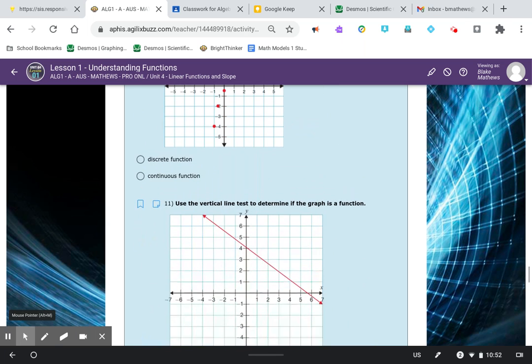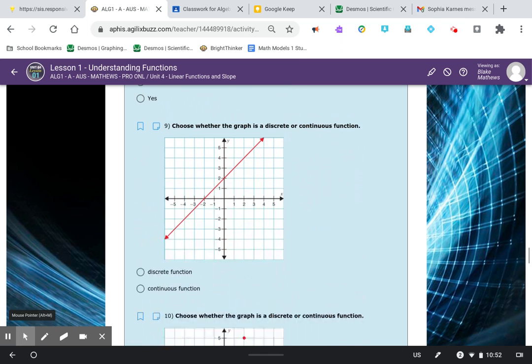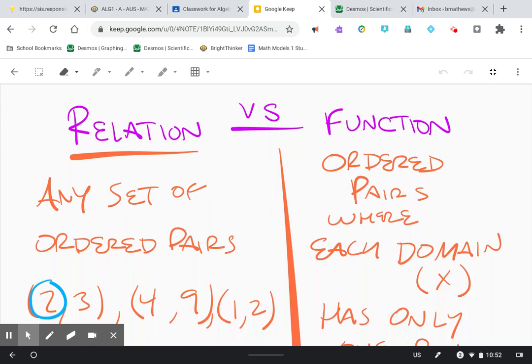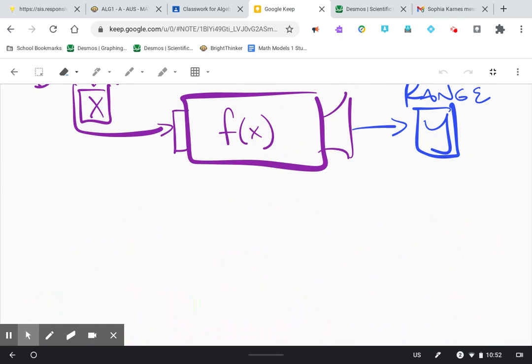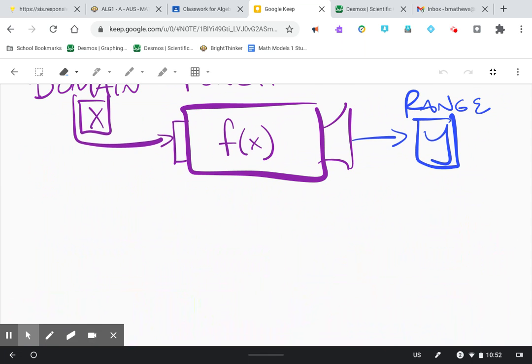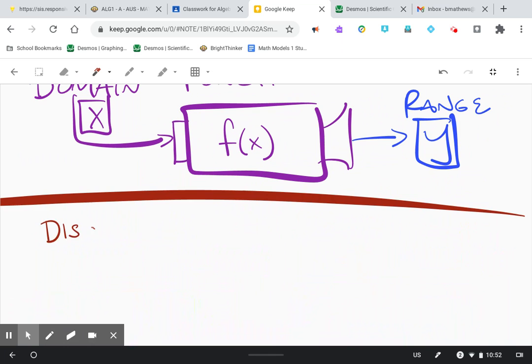Then they're going to ask us about discrete and continuous functions. Just go over that really briefly. When you talk about discrete versus continuous functions, discrete versus continuous functions.